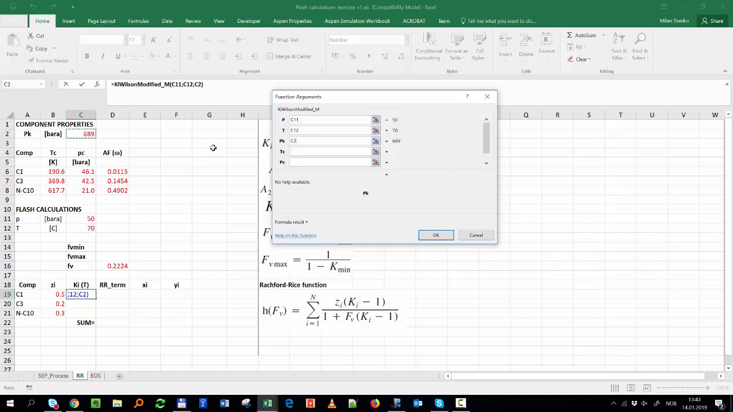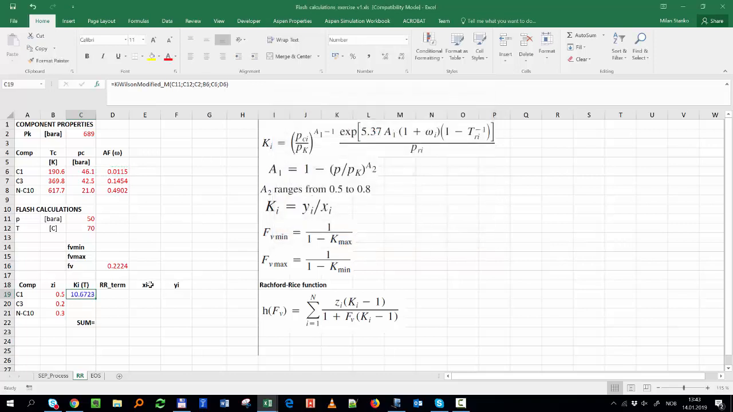pK is here. Critical temperature is here. Critical pressure is here. I'm doing it for methane, okay? And lastly, I need the eccentric factor, and it gives me 10. So if you click on the function, it tells you it depends on all of these variables. Now I want to apply the same equation here, but with the conditions of propane and the conditions of decane. I can drag it down, and let's see what happens.